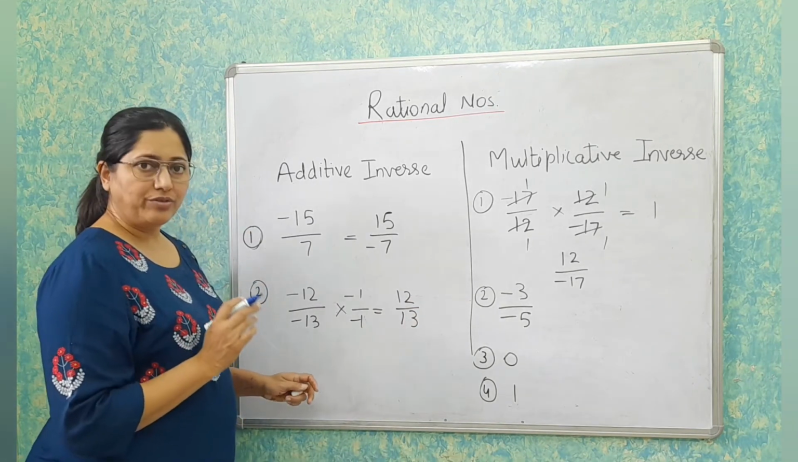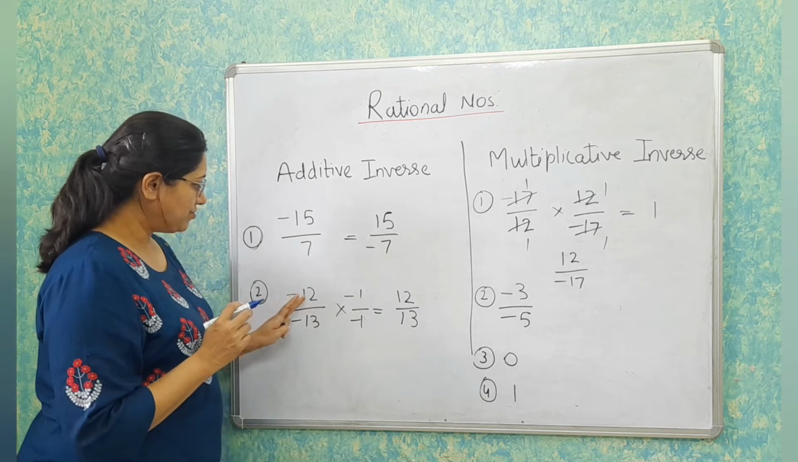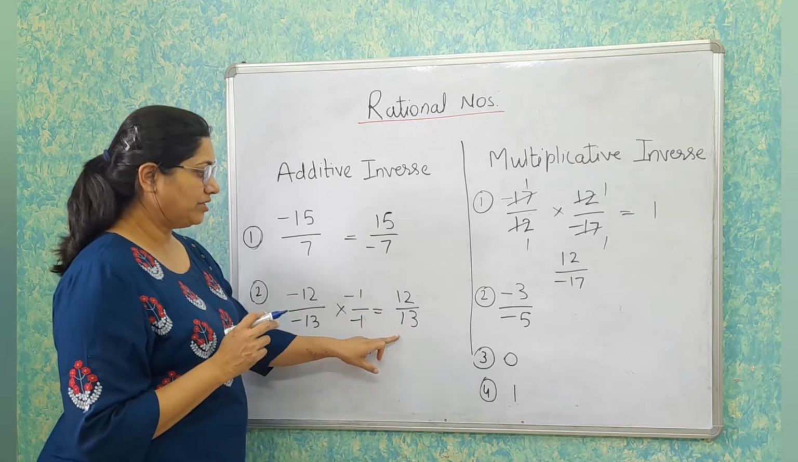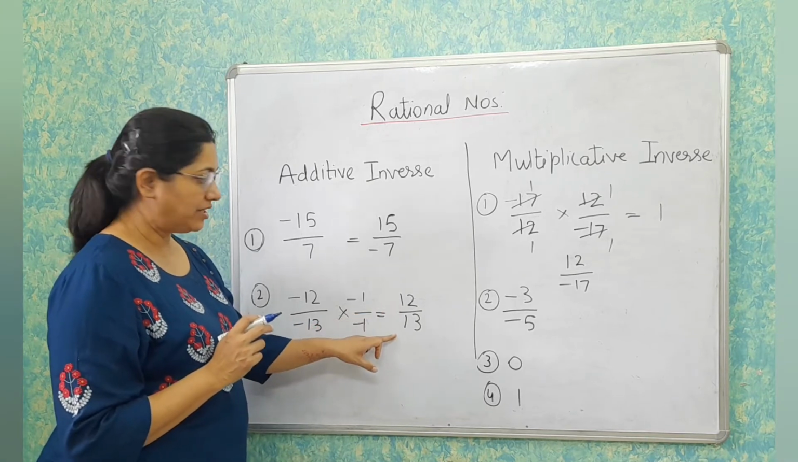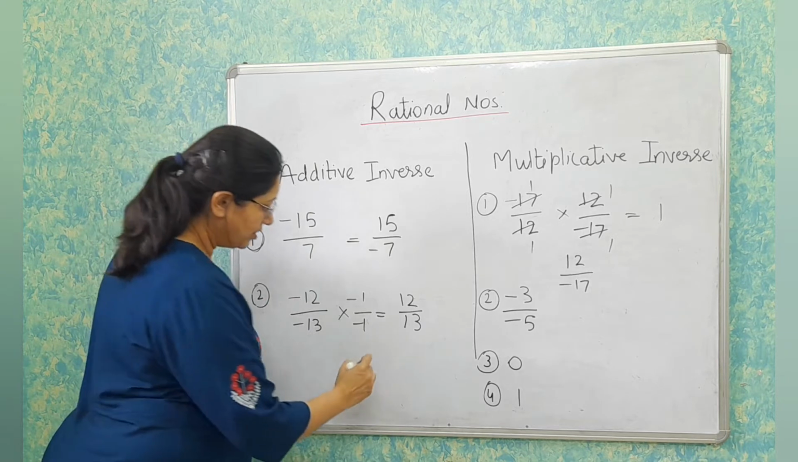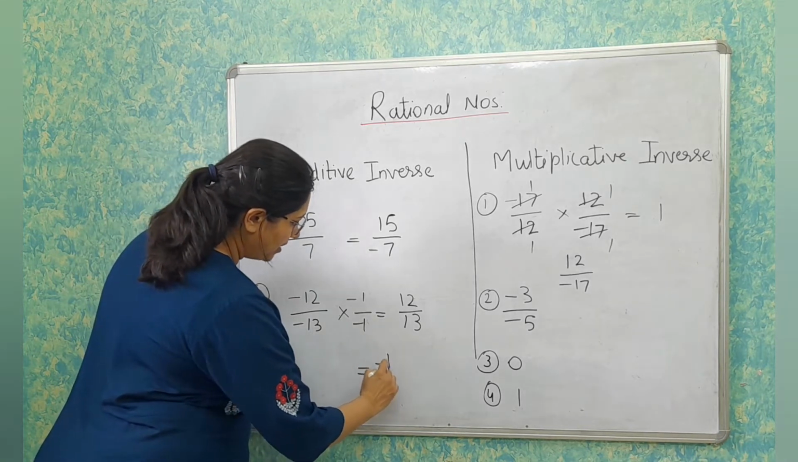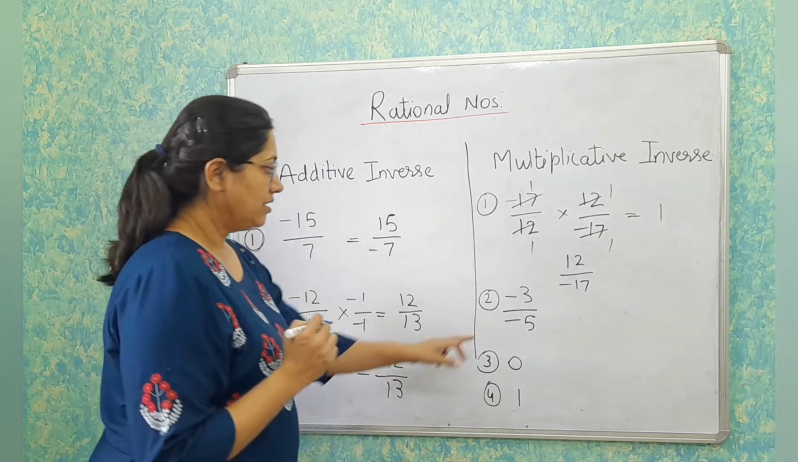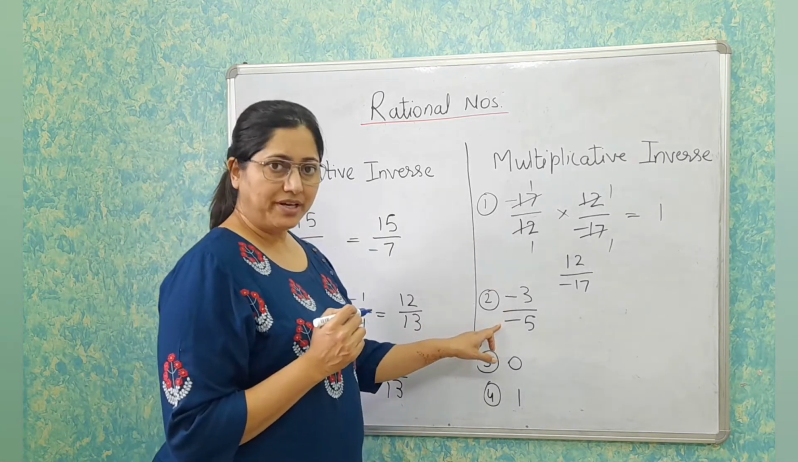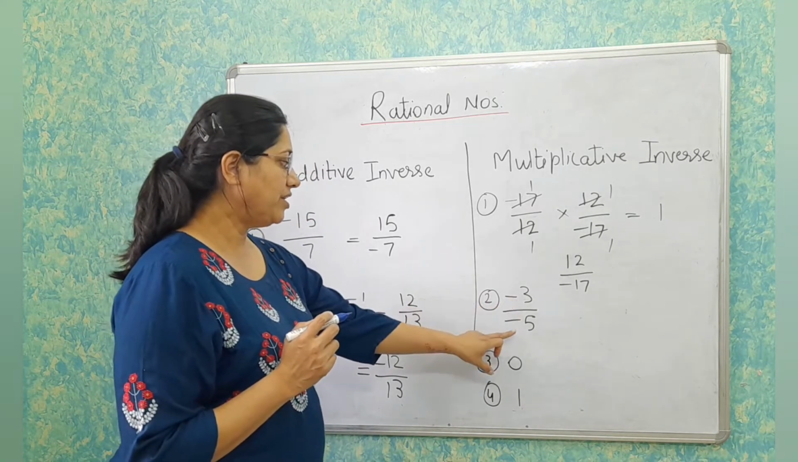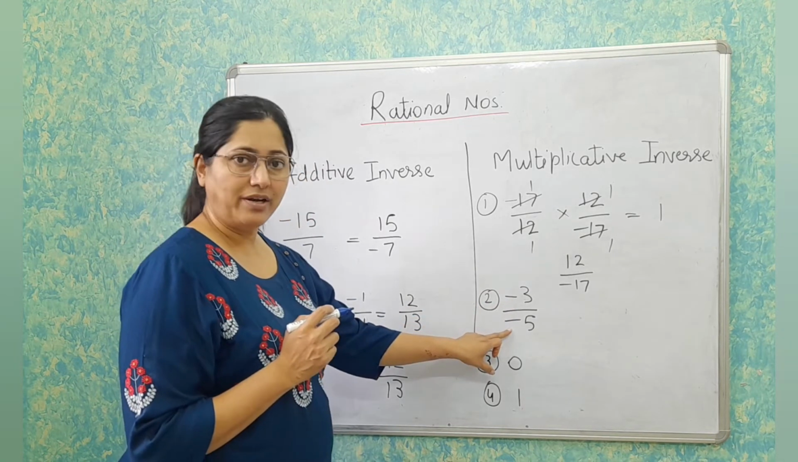So it will become 12 upon 13. Now I don't have to take additive inverse of minus 12 upon minus 13. I have to take additive inverse of 12 upon 13. In 12 upon 13, numerator is positive, so I will make it negative. And the additive inverse will be minus 12 upon 13. Again in case of multiplicative inverse, again same type of question, that numerator and denominator both of them are negative.